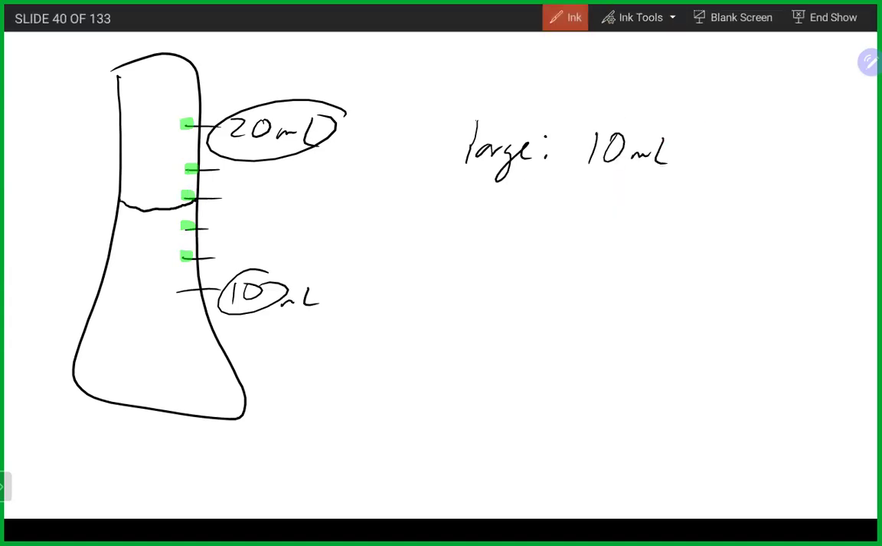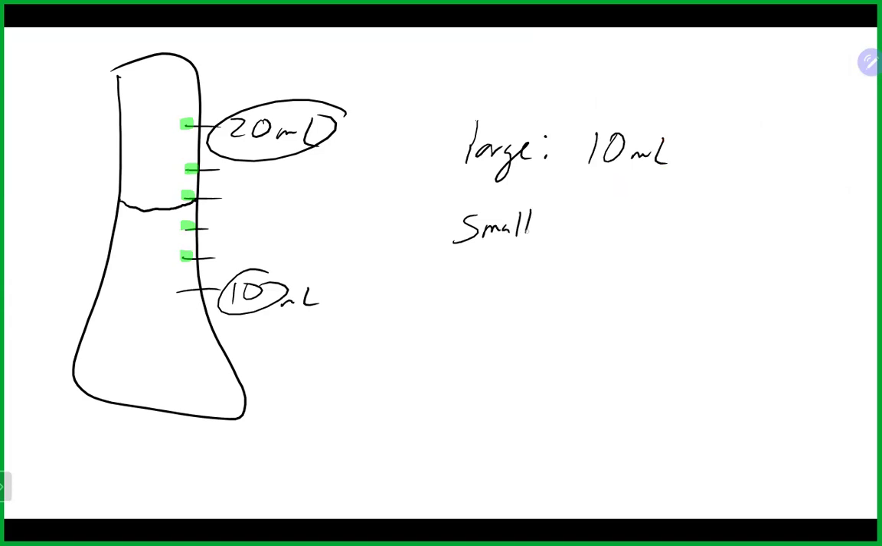Now in this particular case, each of the small markings represents how much? 10 divided by 5 is 2 milliliters, right? So each of these smaller markings in this case represents 2 milliliters. This would be 12, 14, 16, and 18. Now when I take my measurement, I am between 14 and 16. What number comes between 14 and 16? It is 15, right? And this would be the proper number here to record.